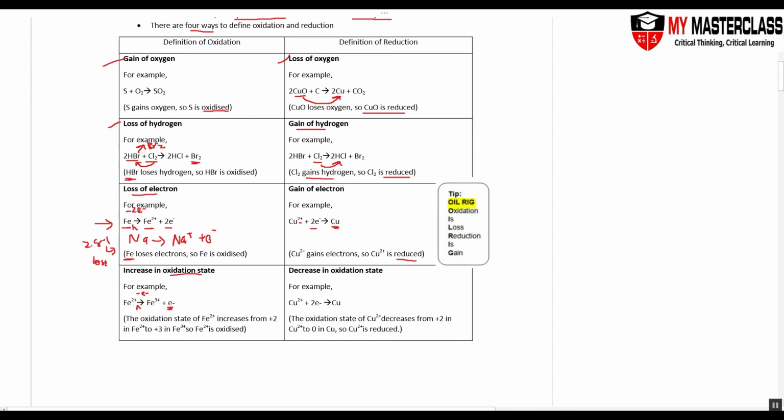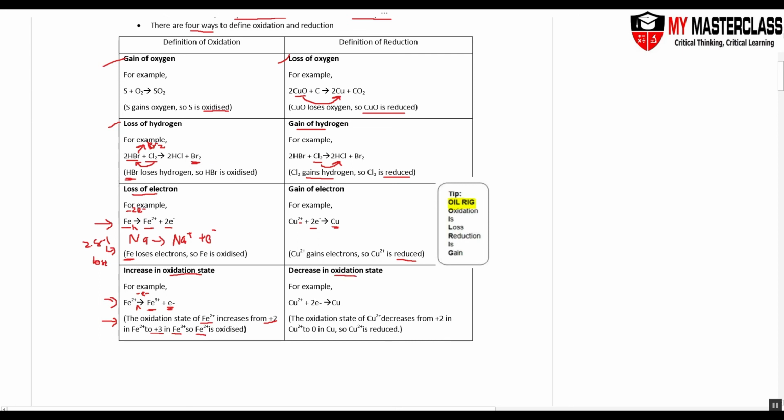Okay, so the oxidation state of Fe2+ increases from +2 in Fe2+ to +3 in Fe3+. So this is the standard way to write to explain your oxidation state. Okay, the oxidation state of the substance, in this case my starting material is Fe2+, increases from +2 in this compound, the Fe2+, to +3 in your product, the Fe3+. So increase in oxidation state, so the Fe2+ is oxidized.